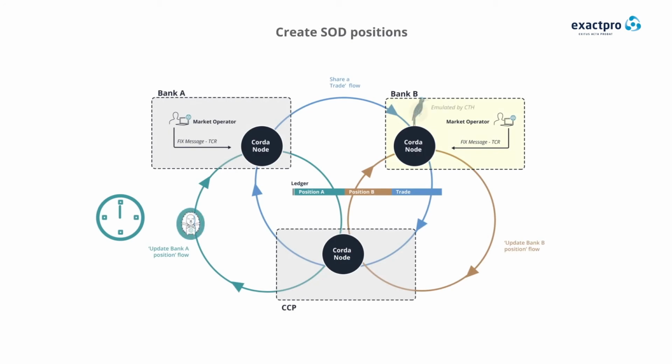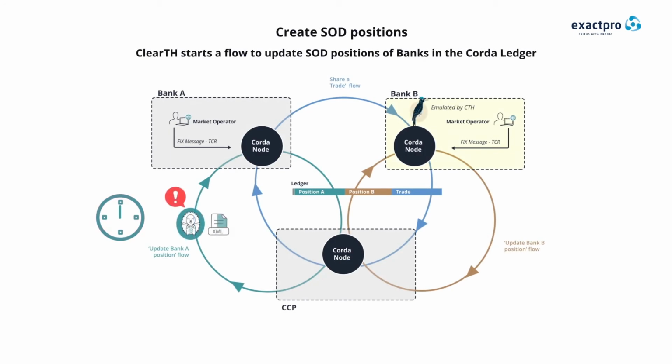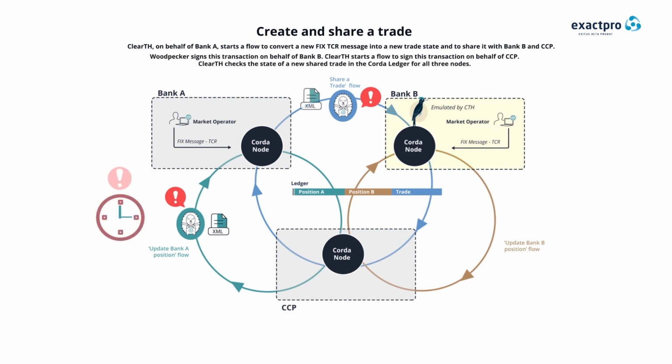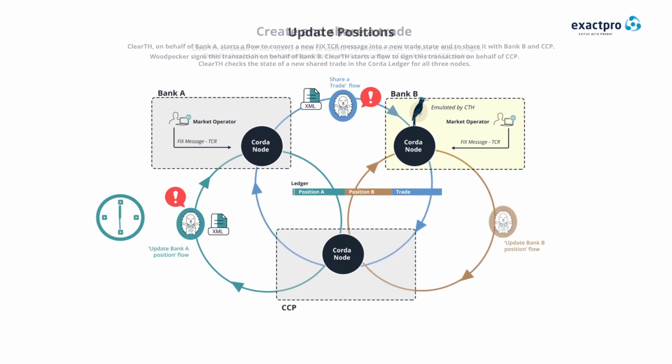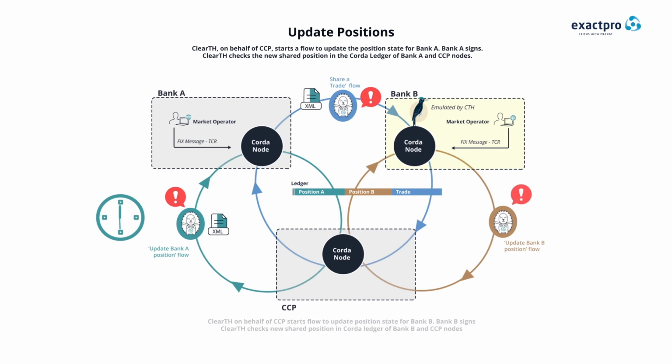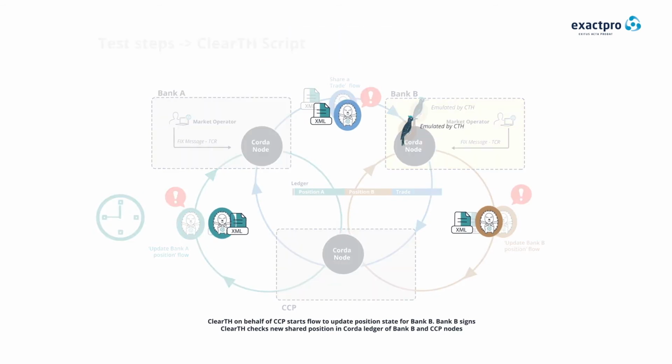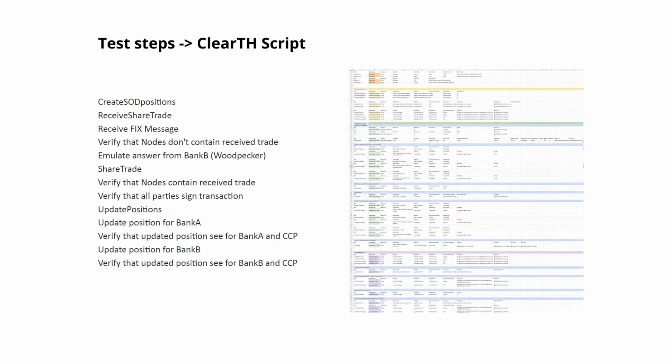ClearTH starts the flow to update SOD positions of banks in the Corda ledger. ClearTH generates a fixed TCR message which triggers a new trade creation flow in the Bank A node. The trade state is being shared with Bank B and CCP. Woodpecker signs this transaction on behalf of Bank B. ClearTH, on behalf of CCP, starts the flow to update the position state for Bank A. Bank A signs. Then ClearTH checks the new shared position in the Corda ledger of Bank A and CCP nodes. The same happens for Bank B.